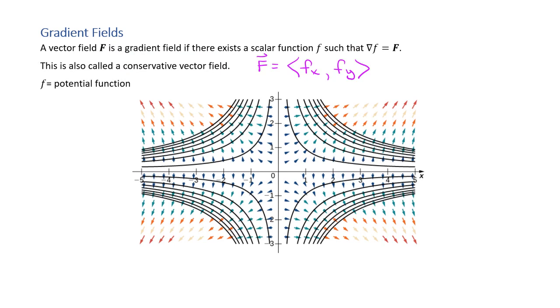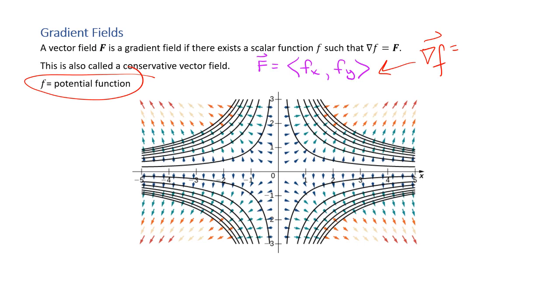And just to remind you, for the gradient vector, you take the derivative with respect to x, that's your x component, and the derivative with respect to y is your y component. So if your vector field is the gradient of a function, we call it a gradient field. That function f is referred to as our potential function.